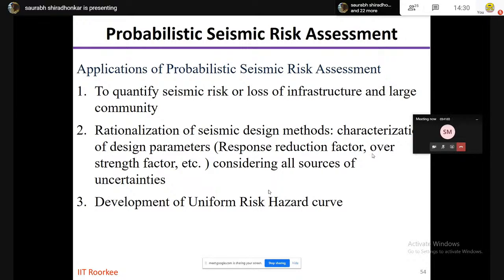Okay, so I will move to the first application, to figure out the seismic risk. Before we do that, that is the last part of my presentation. Before we do that, any questions regarding the content that I have covered? You can ask anything that you have in your mind. Any questions? Okay.